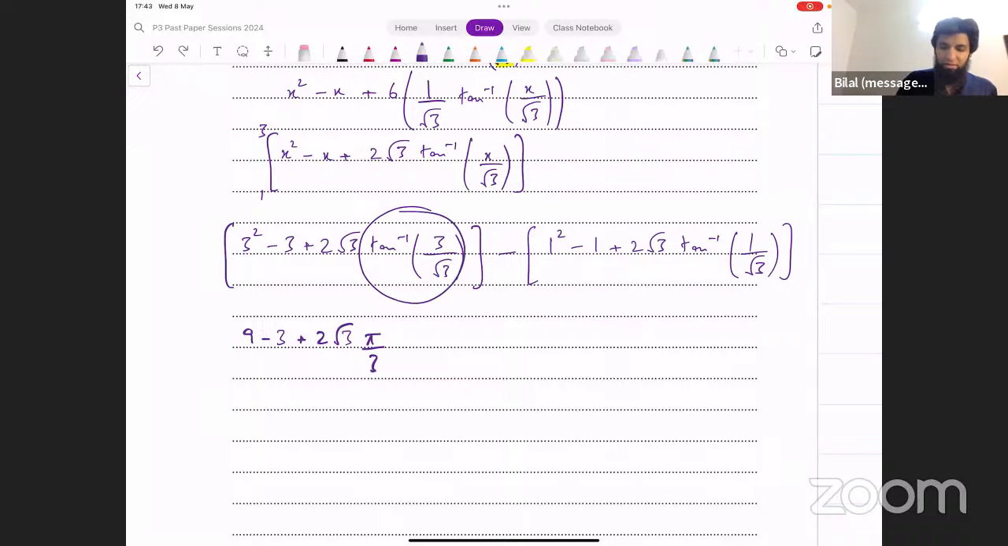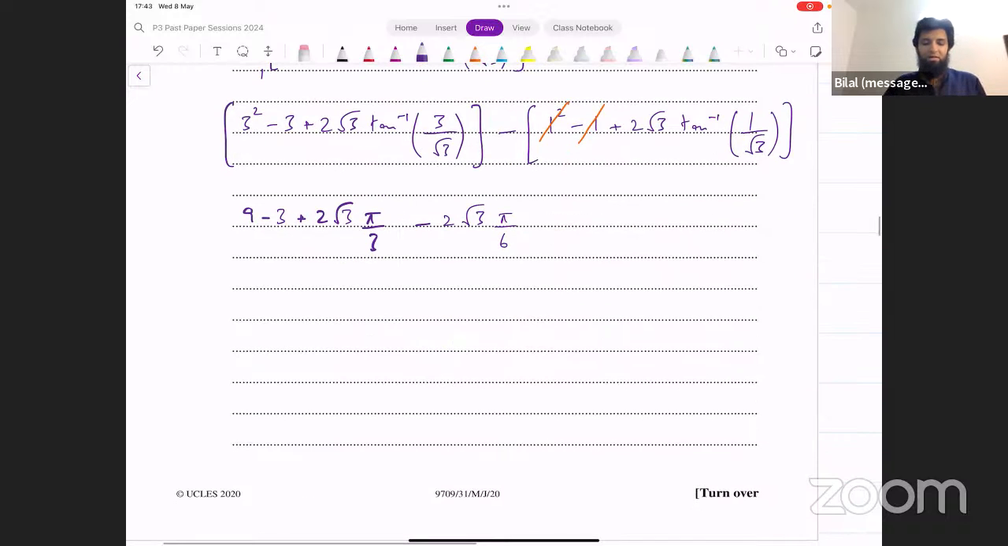This thing minus 1 minus 1, they get cancelled, right? And we have minus 2 under root 3 into tan inverse of 1 over under root 3. Now, what's that? Tan inverse of 1 over under root 3 is pi over 6. So we've got pi over 6 here. This is the result that we get. Now we can simplify this further. 9 minus 3 is 6. And again, put this thing on your calculator.